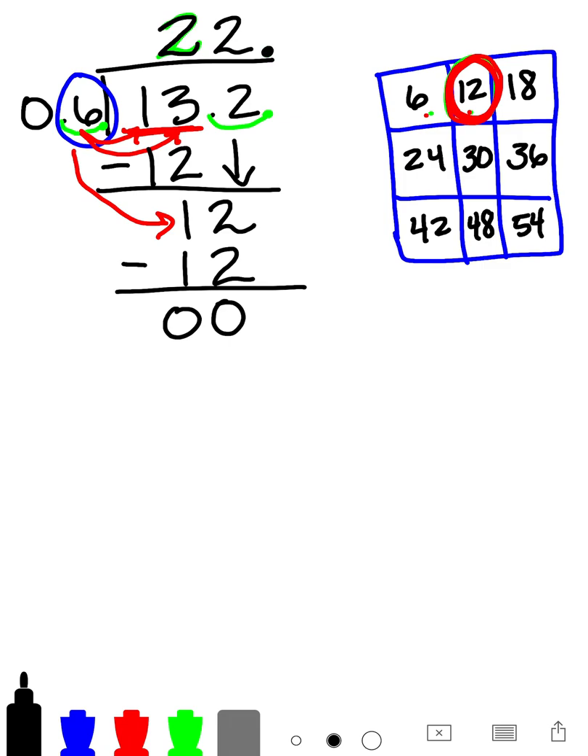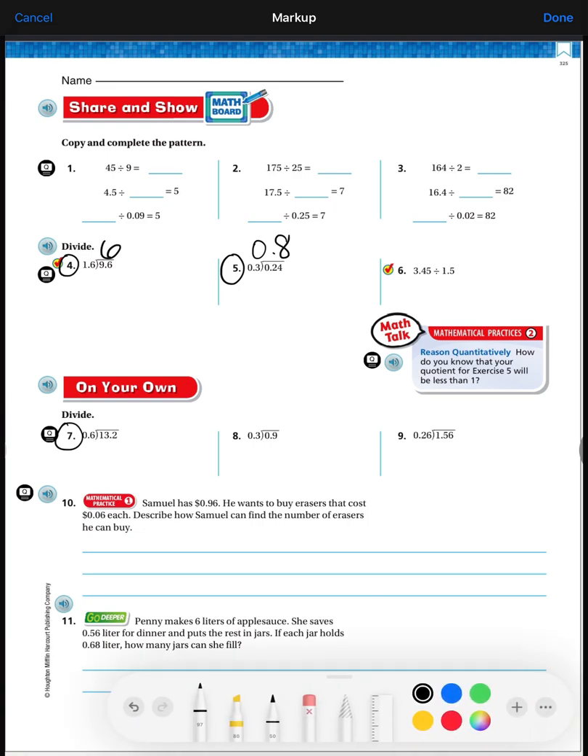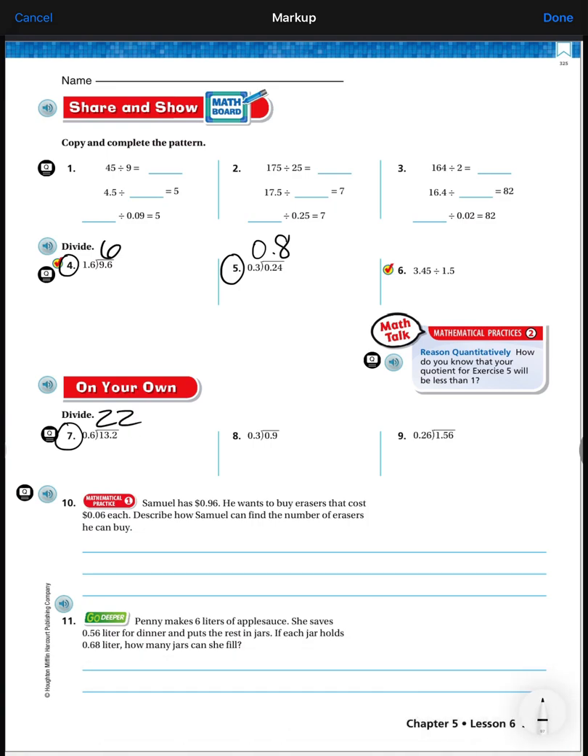Now look at that decimal point. Those numbers are in front of the decimal point. So the answer is just 22. We don't have to write the decimal point because if we did, we'd have to write zeros after it as placeholders. Okay, so our answer is just 22. And 22 is my answer.